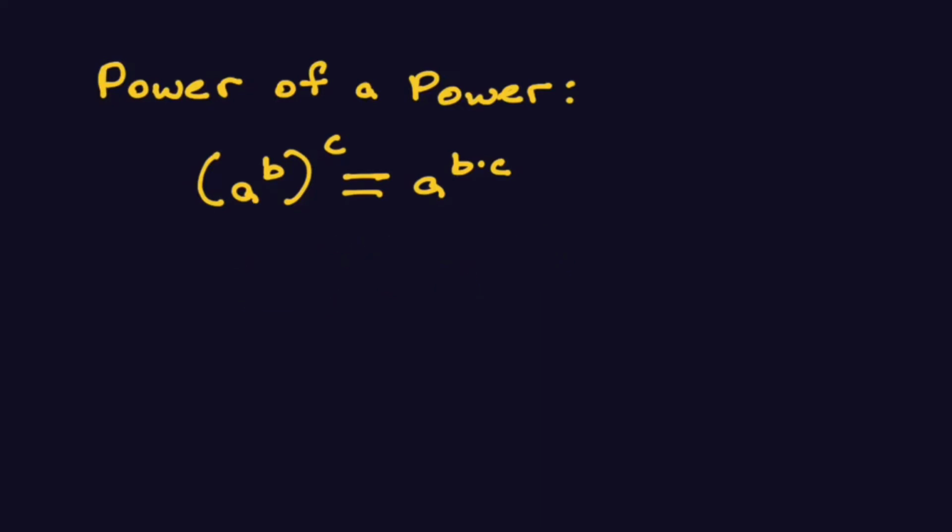What you want to get from this property is that a to the b power all to the c power is going to equal a to the bc power, a to the b times c power. And that's going to make you a little faster because you don't have to do what's in the parentheses first and then put that to the power. All you have to do is look at this and you know right away that when you're doing a power of a power, it's going to be a to the b times c power. Okay, so that's the power of a power property.